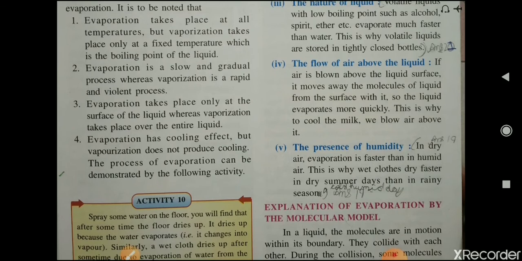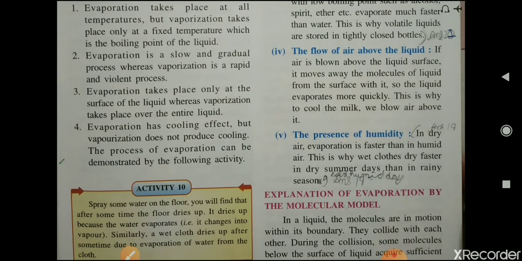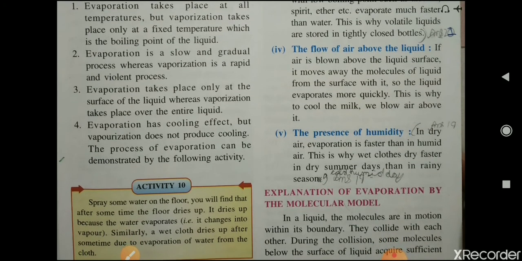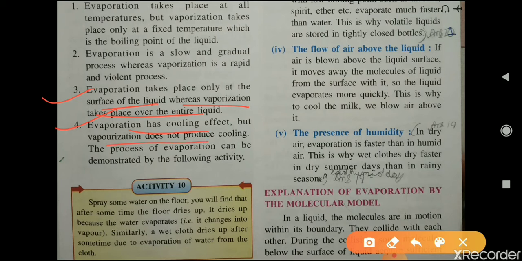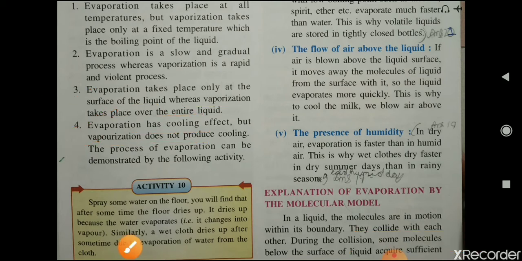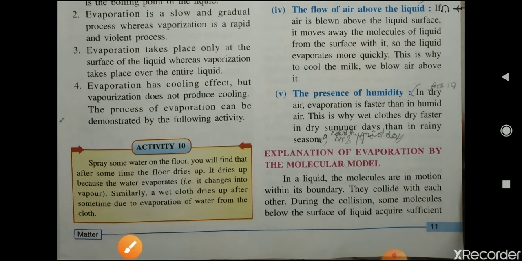Second, evaporation is a slow and gradual process, whereas vaporization is a rapid and violent process. Third, evaporation takes place only at the surface of the liquid, whereas vaporization takes place over the entire liquid. Fourth, evaporation has a cooling effect, but vaporization does not produce cooling. The process of evaporation can be demonstrated by the following activity. So you can read this activity.